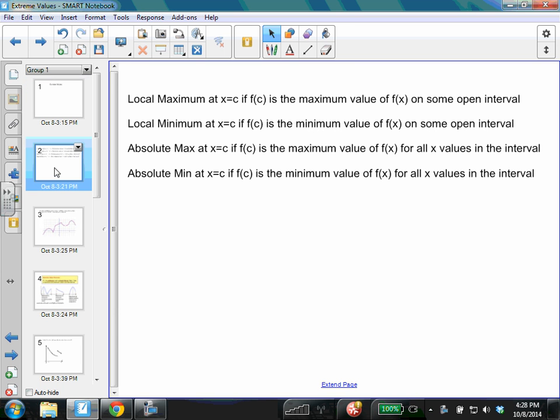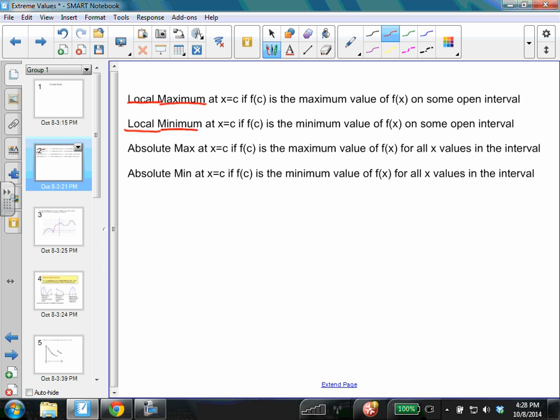And in this, we're going to talk about two different types, okay? This is just a little bit of information for you. There are two different types of maximums and minimums, right? There are local maximums and local minimums, and then there are absolute maximums and absolute minimums, okay? And you can see the definitions up here.